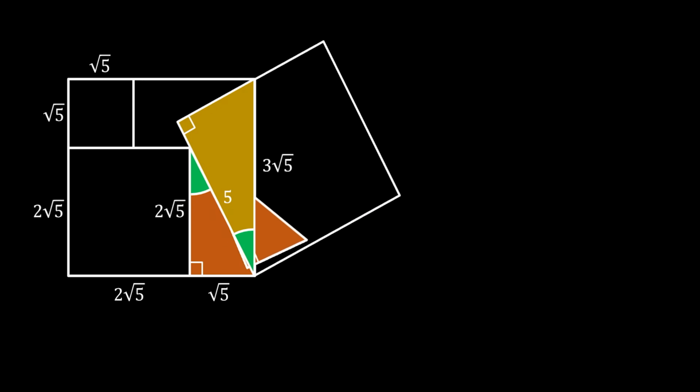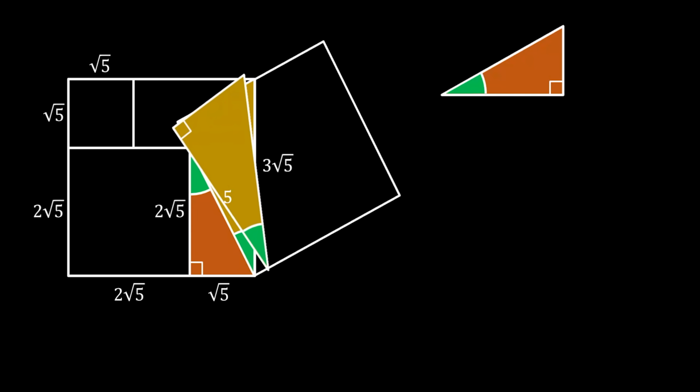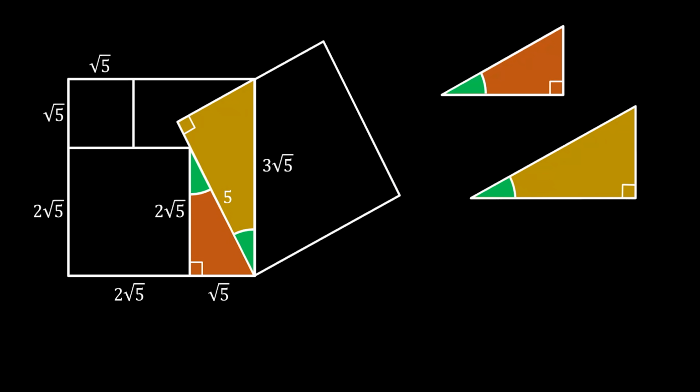So now we can just isolate those two triangles and rearrange them so that they have the same orientation. Now, using the sketch, we can say that the hypotenuse of our smaller triangle is 5 and the base is 2 root 5, and the hypotenuse of our bigger triangle is 3 root 5. But if we label the side of our tilted square as S, you can see that this side also represents the base of our bigger yellow triangle. So we can also label this on the sketch on the right.